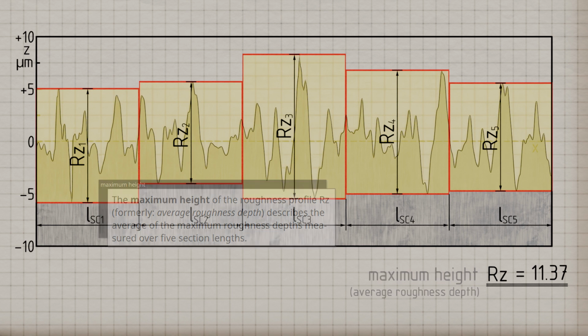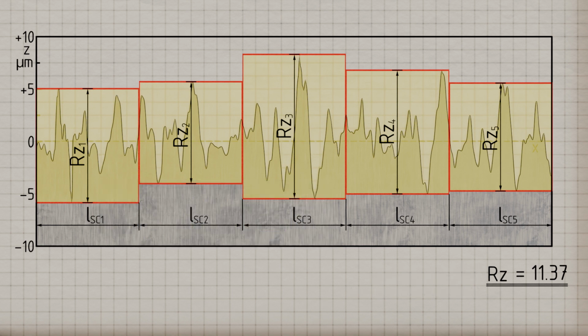As already indicated, there is also a roughness parameter in this context that does not average the 5 measured individual heights, but instead specifies the maximum value from the 5 individual measurements. This roughness parameter was referred to as Rmax in the old standard and, in our case, occurs in the third section length and amounts to 13.84 micrometers.